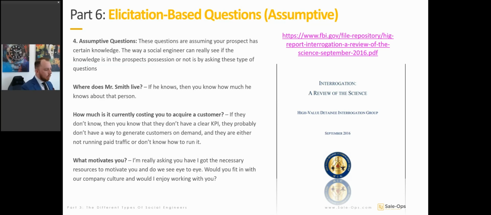If they don't know, then you know they don't have clear KPIs. They probably don't have a way to generate customers on demand, and they are either not running paid traffic or don't even know how to run it. So if I'm a marketing agency and I'm asking that question, I'm trying to gauge them, because some of the most successful people that I have ever worked with, like John Assaraf, for example, that guy is an animal.